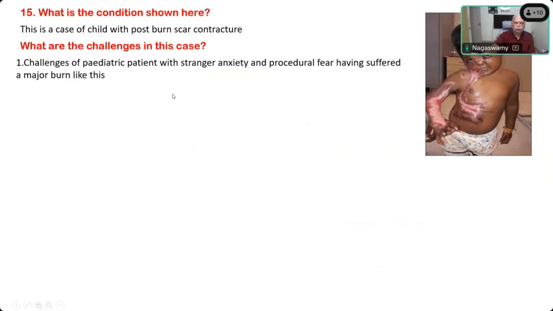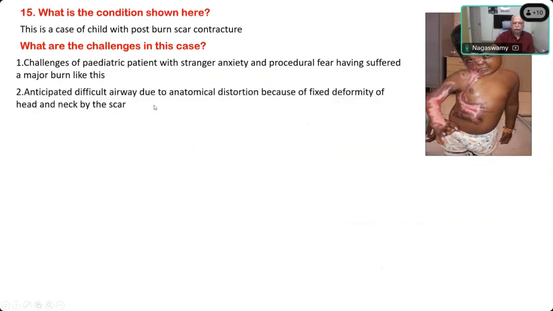So challenges of a pediatric patient with stranger anxiety and procedural fear also, because this child would have been treated with dressings and other things. So the child may have a psychological fear of what the doctor is going to do. They may not be very cooperative. They may cry at the very look of the doctor. So procedural fear and stranger anxiety both will be there, and anticipated difficult airway due to anatomical distortion from fixed deformity of the head and neck by the scar, and intraoperative difficulty in monitoring the blood loss and hypothermia.